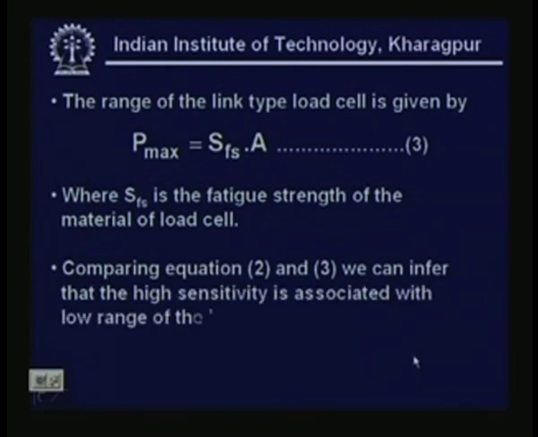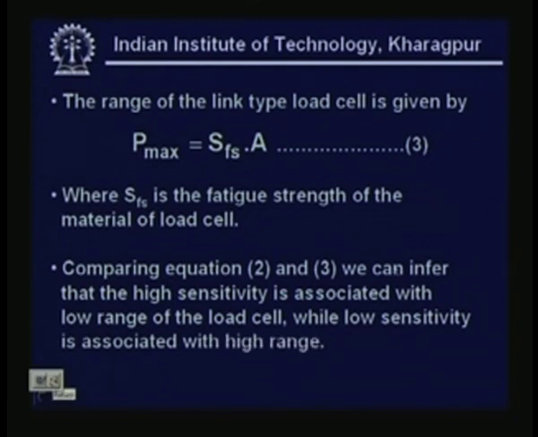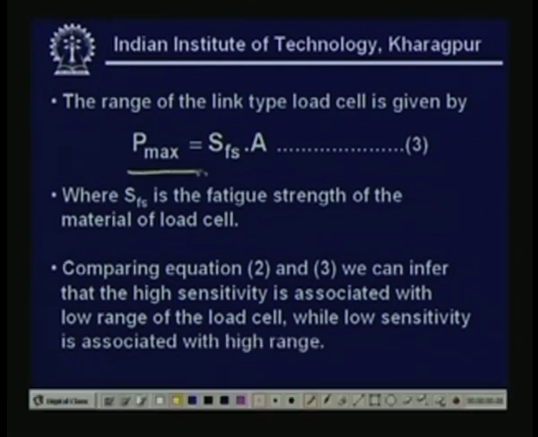So, if you compare this equation with the previous equation, that means sensitivity as well as range, side by side, because this will give the range, P max is the range of your load cell, you will find that if the sensitivity is high, our range will be low and vice versa, right. That means I infer that high sensitivity is associated with the low range of the load cell, while low sensitivity is associated with the high range of the load cell.